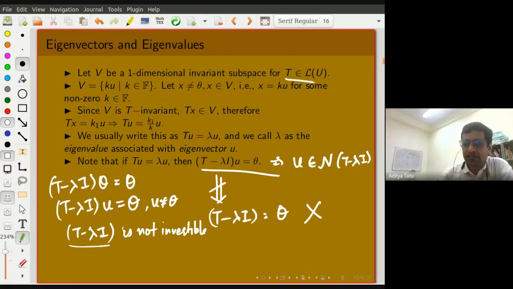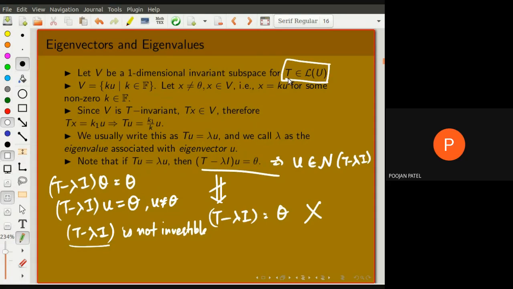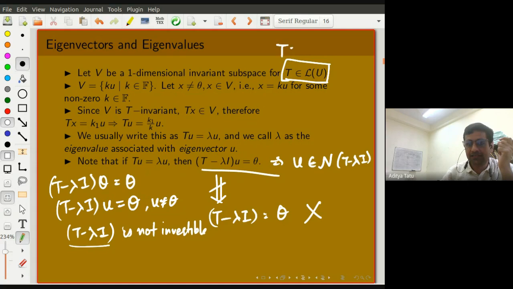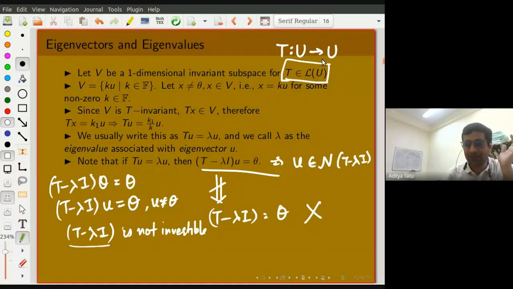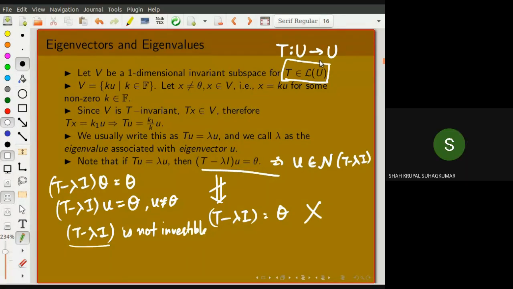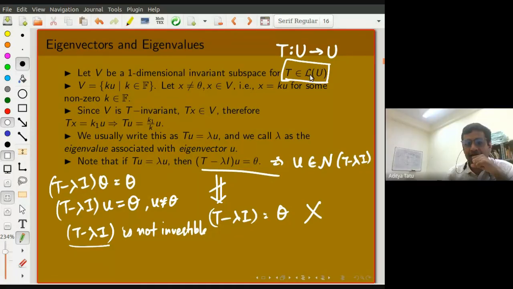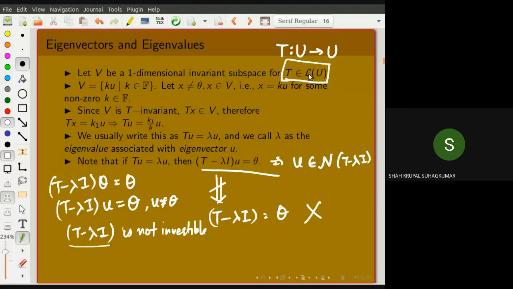What does this mean? Yes, sir. Actually, it's because linear operator. So T is from U to U. So the domain and codomain are... sorry, sir. My mistake. No, it's nothing to be sorry, but are you sure T minus lambda I is a square matrix? Sir, it has to be because I is there, which is a square matrix. No, but what is I? I means identity matrix.